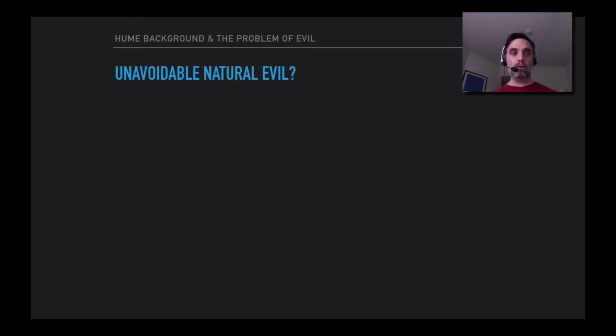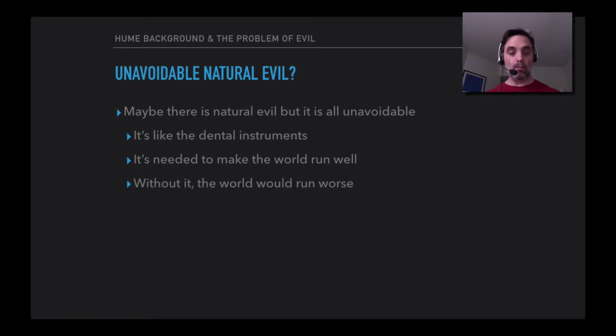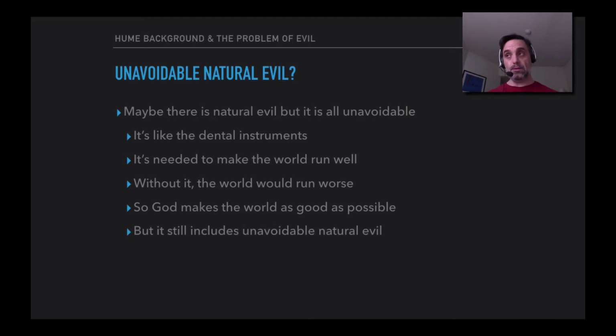So you might think, okay, yeah, maybe there is natural evil, but it's all unavoidable. Maybe it's all like the dental instruments. This natural evil is needed to make the world run well. Without it, the world would run worse. And so, yeah, God makes the world as good as possible, but in order to do that, it's going to include this natural evil, and that makes that natural evil unavoidable. And that means it would be false that if God exists, there is no natural evil. If God exists, then the world is maybe as good as it could be, but that's going to include natural evil. It's going to include the unavoidable natural evil.